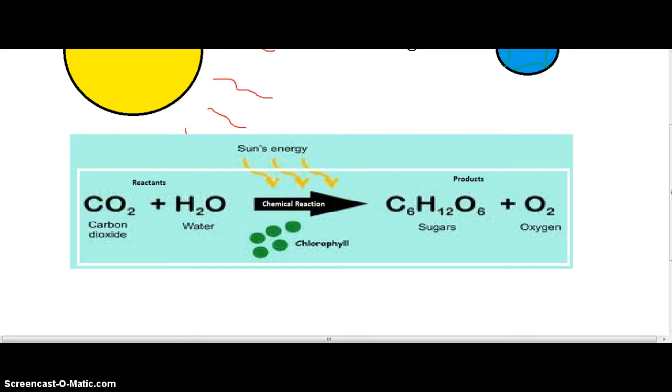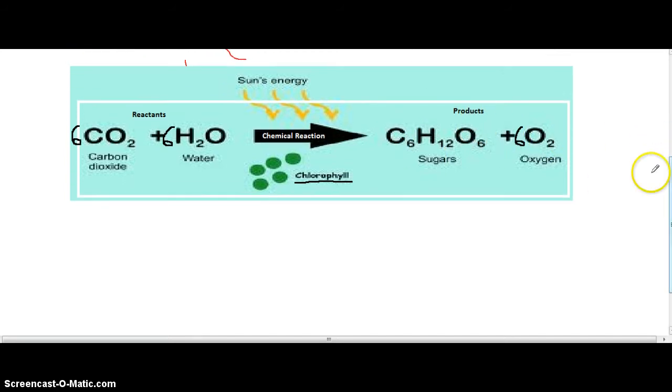So again, here is the equation for photosynthesis. In class, we talked about the numbers. So remember, there are 6 carbon dioxides and 6 waters that go into the chemical reaction. All this happens in chloroplast. It uses the chemical chlorophyll. And we get glucose, which is this, and 6 oxygens. All right?